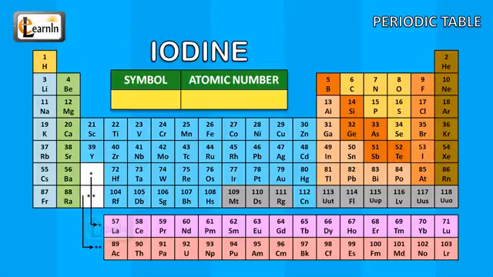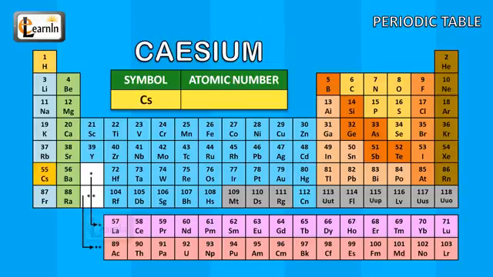The element iodine is represented as I and has an atomic number of 53. The element xenon is represented as Xe and has an atomic number of 54. The element cesium is represented as Cs and has an atomic number of 55.